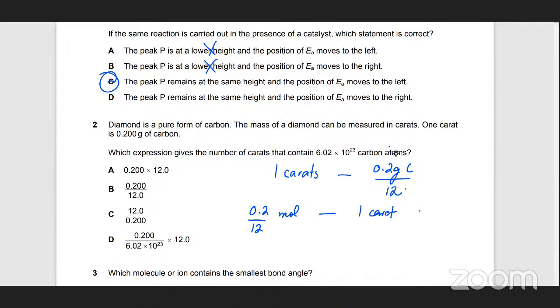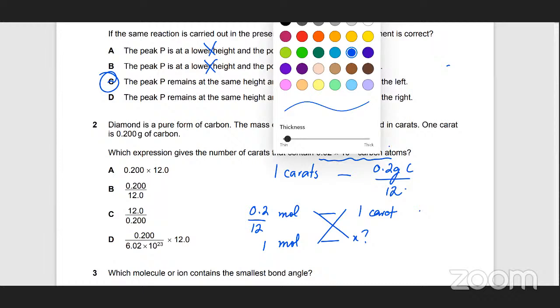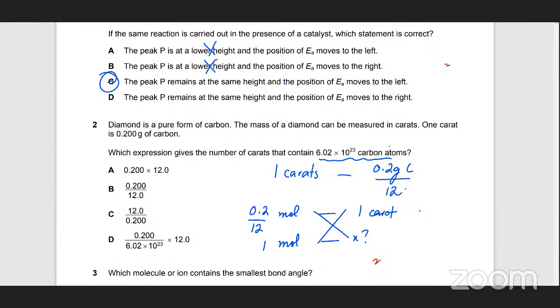What he's looking for is, how many carbon atoms is this equal to? So we're going to use ratios and say these many moles is equal to 1 carat. So 1 mole would be equal to how many carats? And we're going to cross multiply. This is the X that we're going to try and find out. If we do that, it's going to come out to be 12 divided by 0.2. So C is going to be the correct answer in this case.